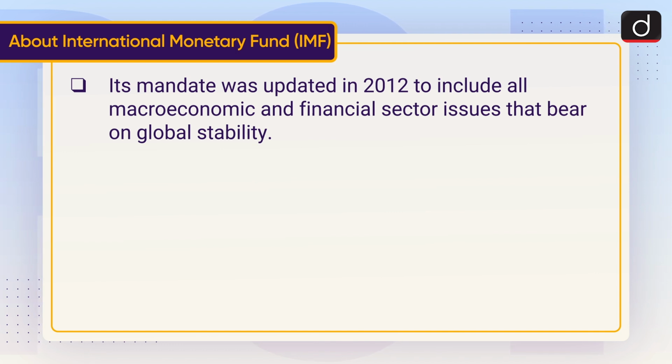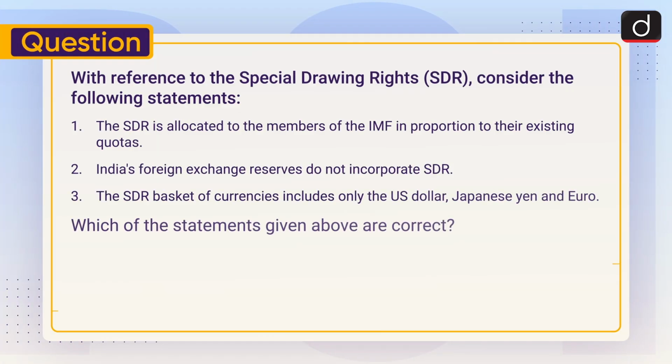Now it's time for a practice question. With reference to the Special Drawing Rights or SDR, consider the following statements. Statement 1. The SDR is allocated to the members of the IMF in proportion to their existing quotas. Statement 2. India's foreign exchange reserves do not incorporate SDR. And the last statement 3. The SDR basket of currencies includes only the US dollar, Japanese yen and euro.